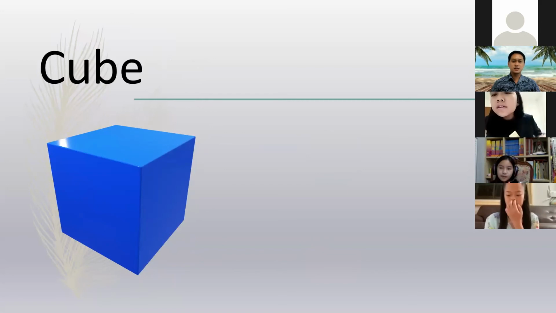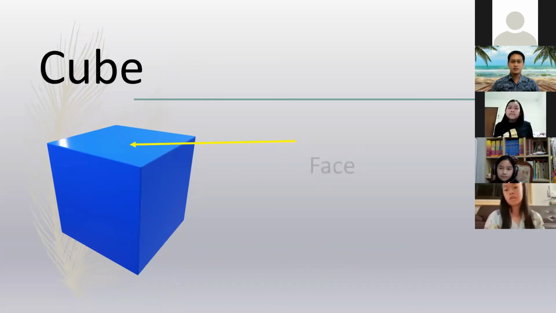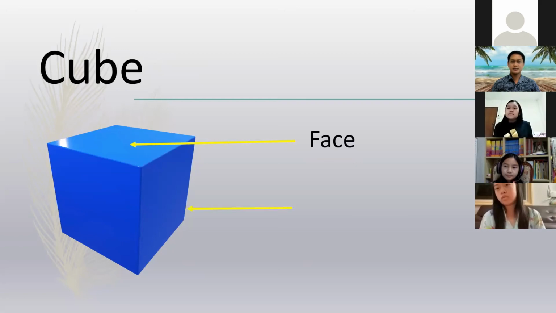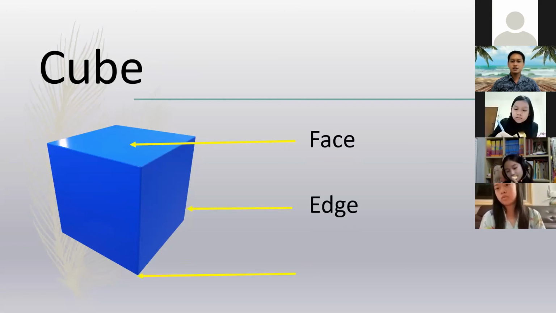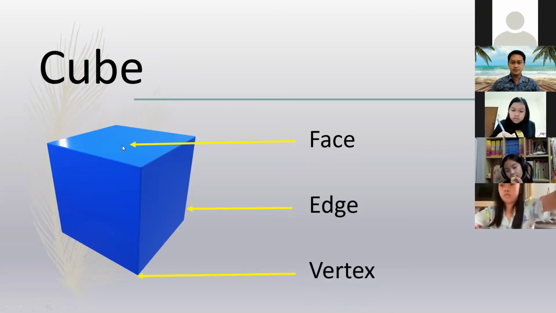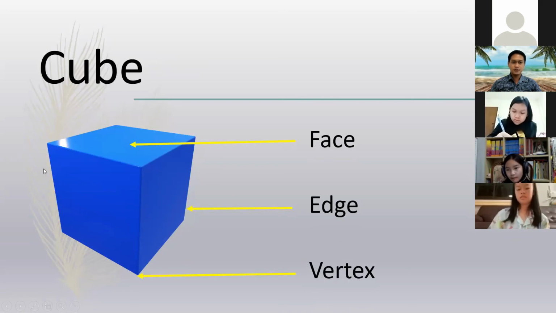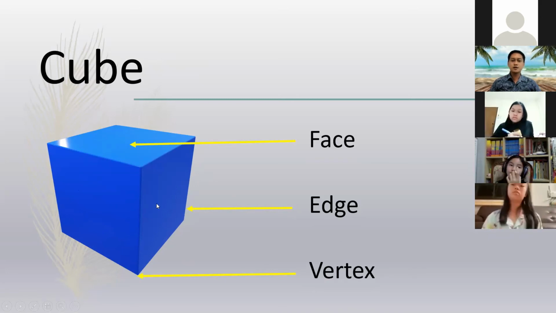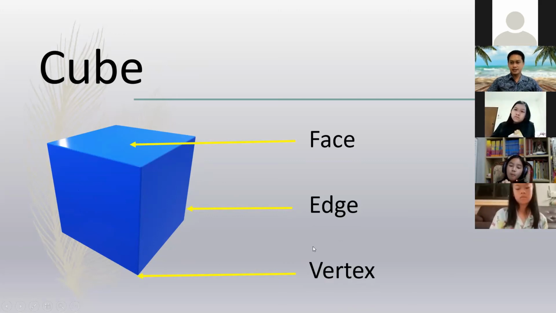So in a cube, there are face, edge, and vertex. Face is the flat surface. Edge is here, this part. How many edges do we have? 1, 2, 3, 4, 5, 6, 7, 8, 9, 10, 11, 12 edges. And the corner is called vertex. Okay, this part, vertex.